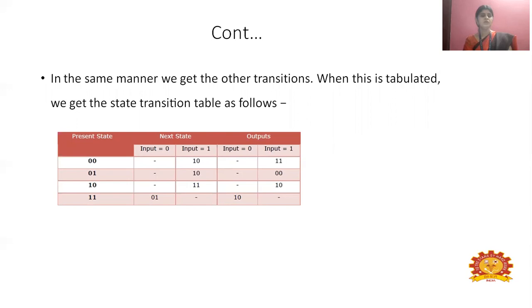And if the present state is 1, 0, and input 1 is given to the encoder, the next state will be 1, 1, and the corresponding output will be 1, 0. And if the present state is 1, 1, and input 0 is given, then it will switch to the next state 0, 1, and the corresponding output will be 1, 0.